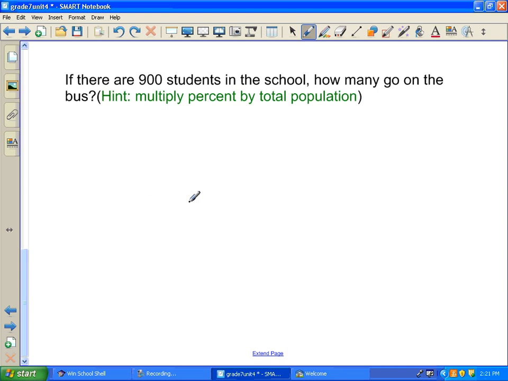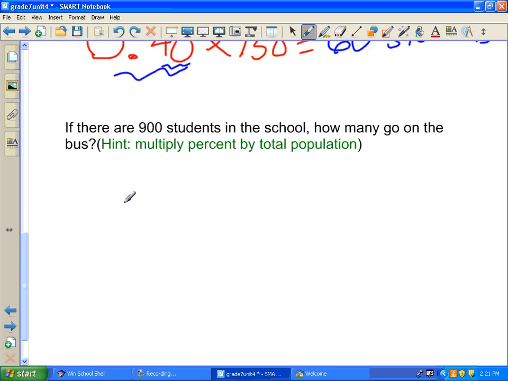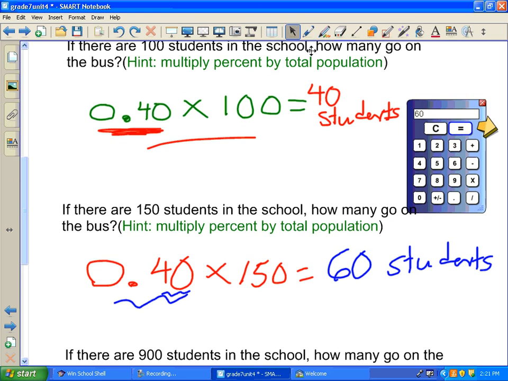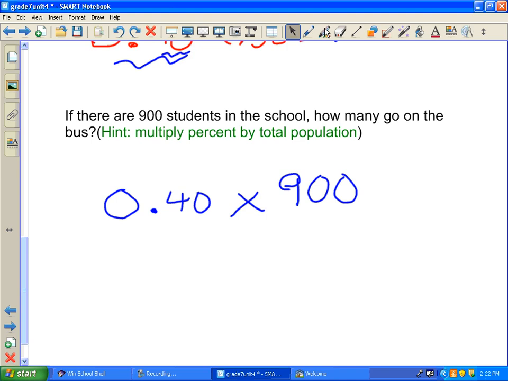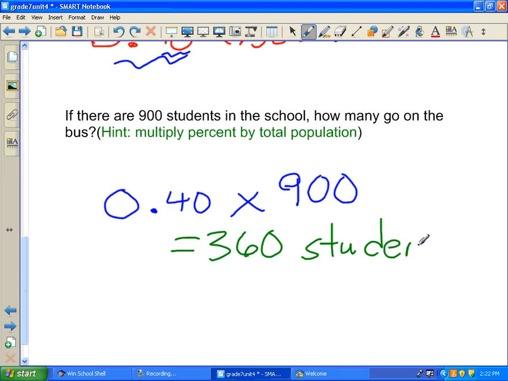And the last one, what if we have 900 students in the school? How many go on the bus? Well, we said the bus students were 40%, which written as a decimal is 0.40. We want to times it by the total number in the school, which is 900. And again, we'll use our trusty calculator. So 0.40 times 900. And the answer is 360 students. 360 students go on the bus.